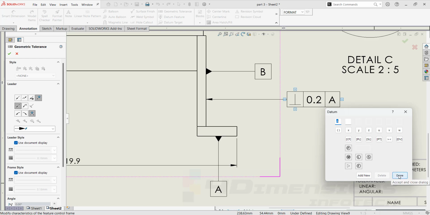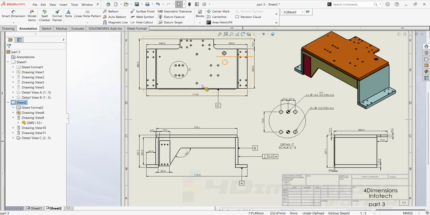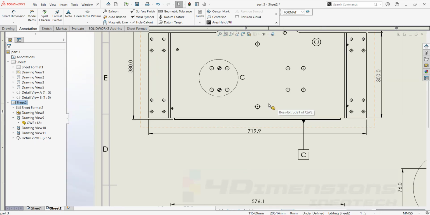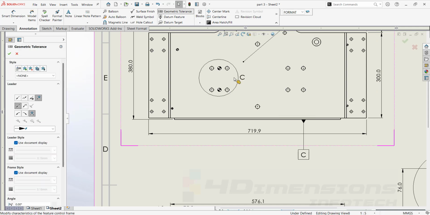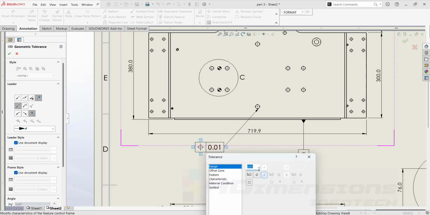So now this option is showing to complete the command. These are the modifiers which may be required in between. You can apply the modifiers also here. I'll say done now. Now this frame is showing that this particular plate is perpendicular to the surface being shown as a datum. Next, we are going to apply positional tolerance. For that, we are going to refer to this hole here. So to start with, I'll select the geometrical tolerance, select the hole, place the box of the geometrical frame, and apply the type of tolerance symbol as well as the value.